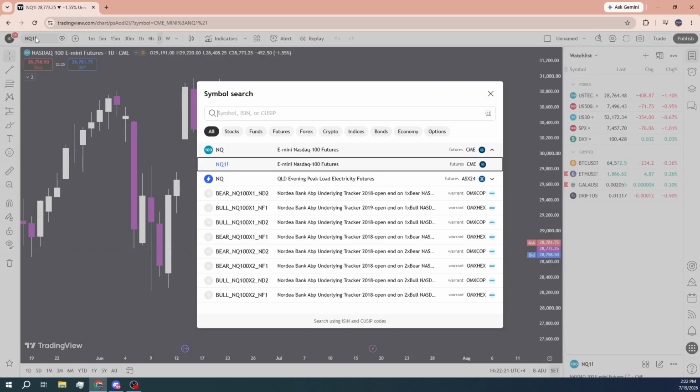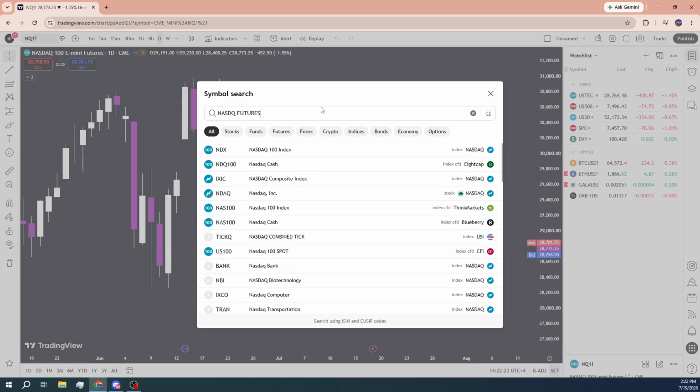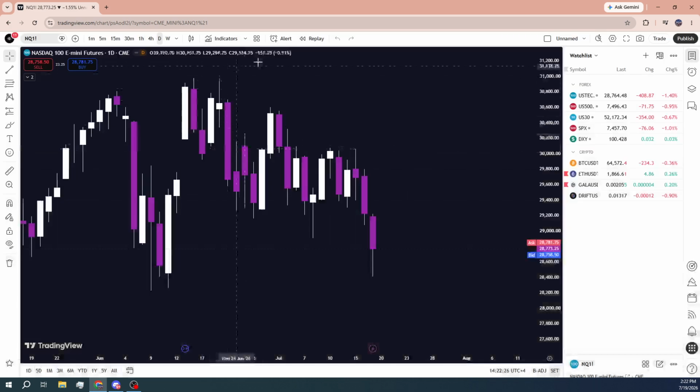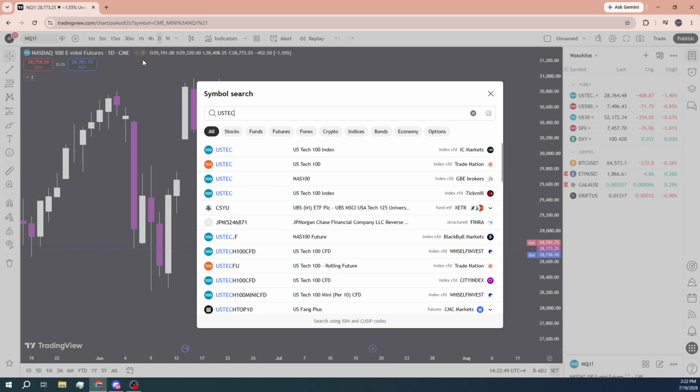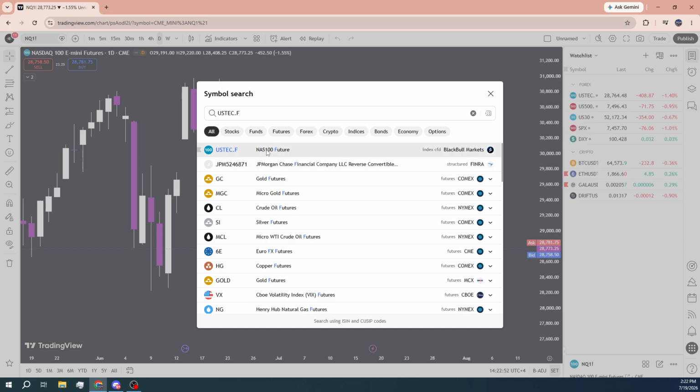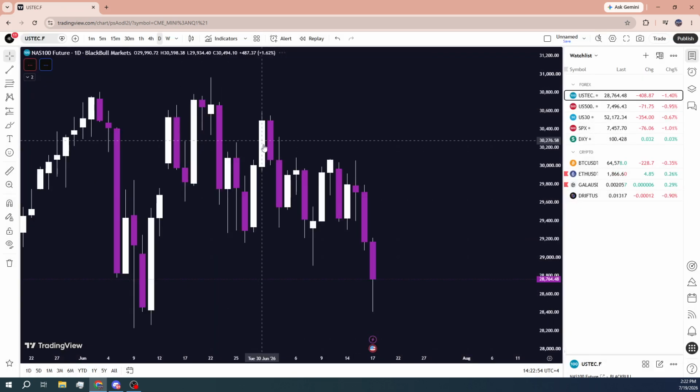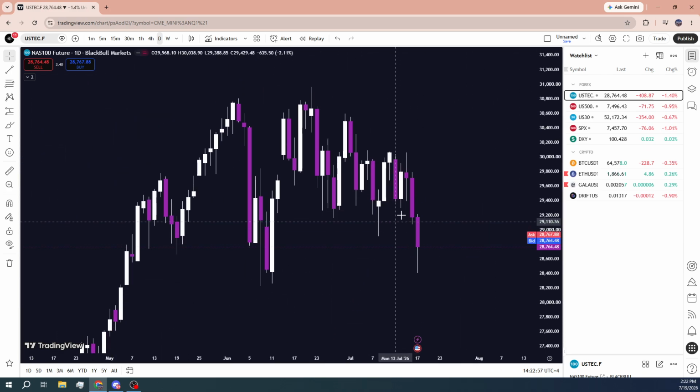So do not write here the Nasdaq futures, because if you do this and then you choose this, then you would have to buy Premium, because you are simply getting delay, and whatever you are seeing here, the chart, it is 10 minutes or 15 minutes delayed. I don't really remember how much it is, but all I'm saying is that data is delayed. That's why we also have a free version, okay? The free version is this, usetech.f, which is Nasdaq futures, which is free and which does not have any delay. This is the free version that you can use.